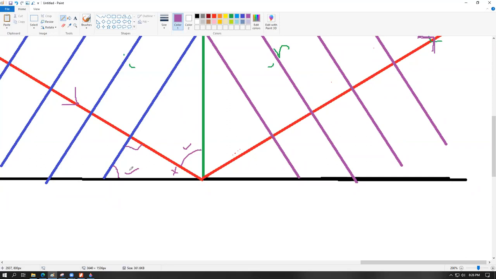Sir, the total angle of a triangle is 180 degrees, right? Mm-hmm. And the wavefronts also make 90 degrees onto the incoming wave direction. Wave direction and wavefronts are 90 degrees. Yes. So, which means this angle is 90 degrees.